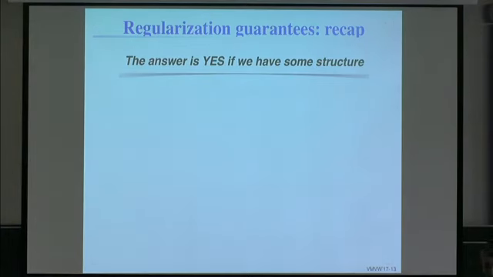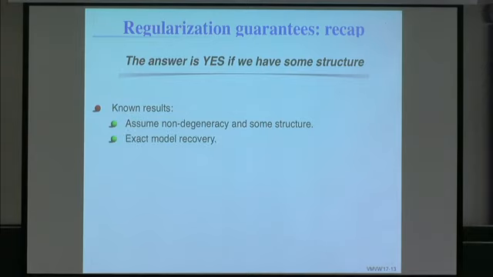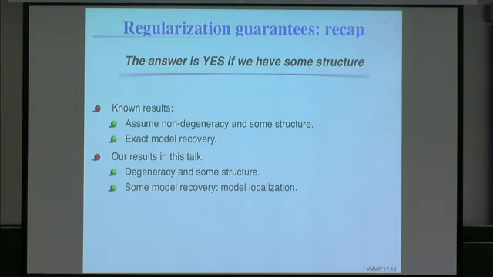So the answer is yes, if we can afford some structure. And this structure, you're going to see, is what we call mirror stratification. Stratification will be very, very important. Just to recap, we know the results: assume non-degeneracy and some structure, and we have exact model recovery. What we're going to prove in this talk is that with degeneracy and some structure, you're not going to have exact model recovery, but you're going to have some model recovery. More precisely, I'm going to give theorems that give you localization of the models that you're going to have. You're going to have, let's say, the smallest model and the largest model.